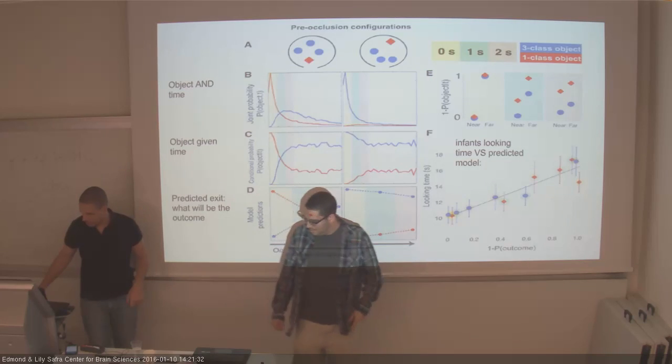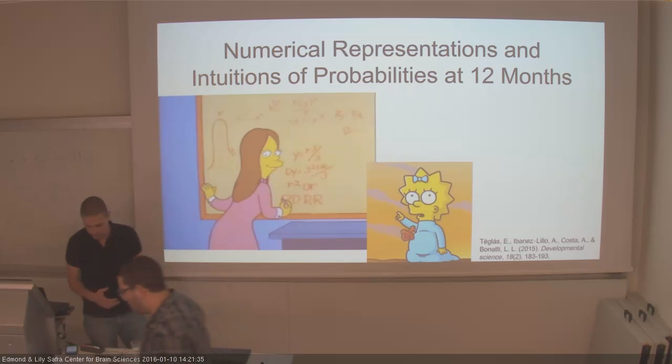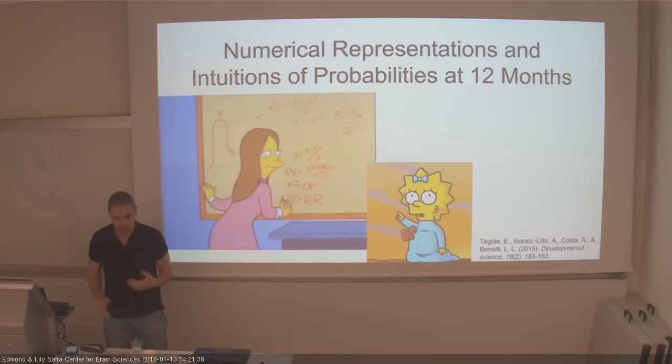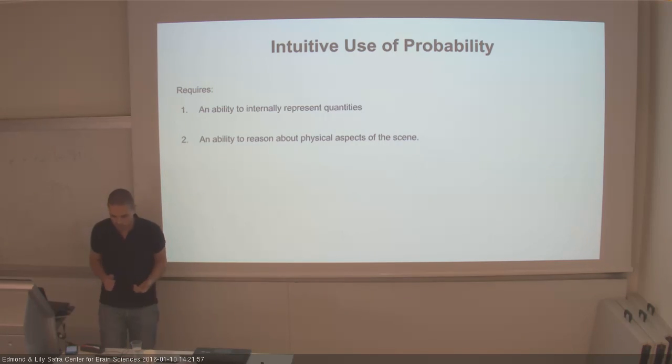Okay, thank you. I'm going to present you a paper that follows the last one, also by Teglas, with a different group of people. It's also in Science. Just before we talk about it, let's talk a little bit about our ability to use probability. Intuitive use of probability requires at least two different abilities. One is the ability to reason about physical aspects of the scene we're trying to judge, because this affects the probabilities of what would happen.